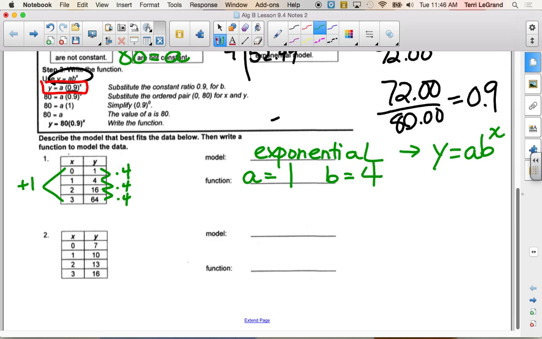So now the function is what? We're going to substitute that a and that b in there, so we have y equals 1 times 4 to the x.